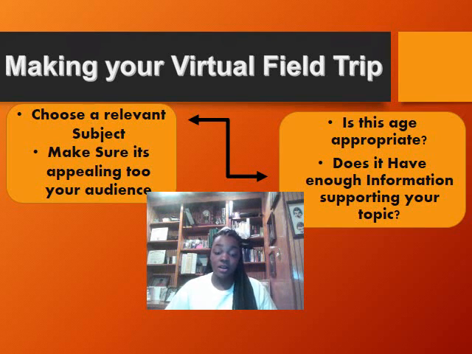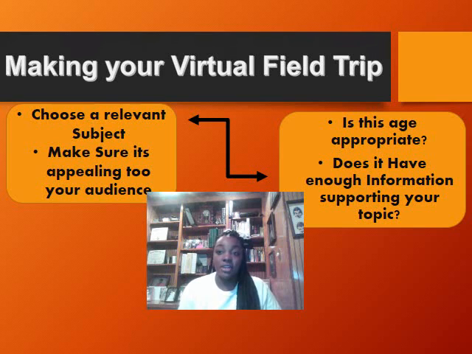For instance, if there is a younger child, I would say use a lot of bright colors and use a lot of graphics. But if it's an older age group, it's good to just keep it simple.